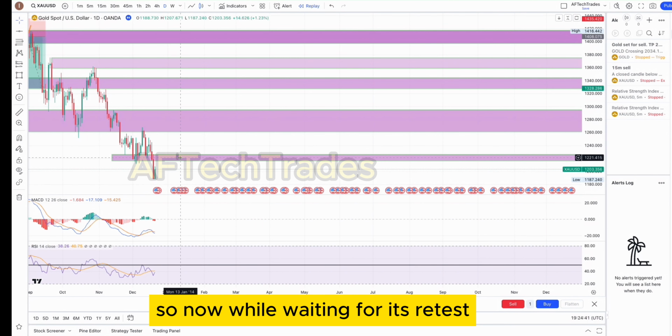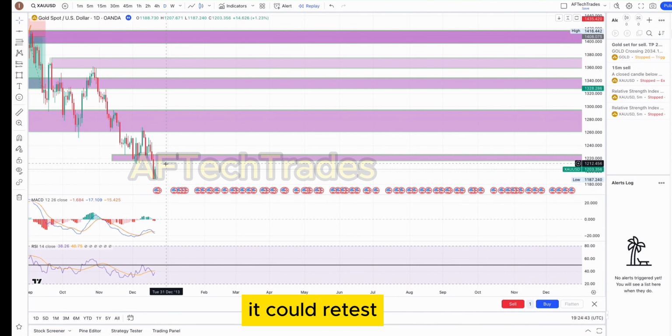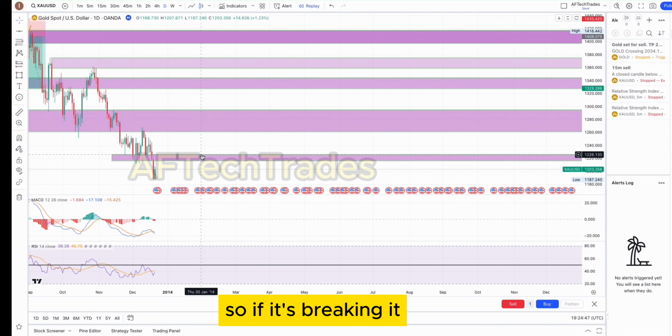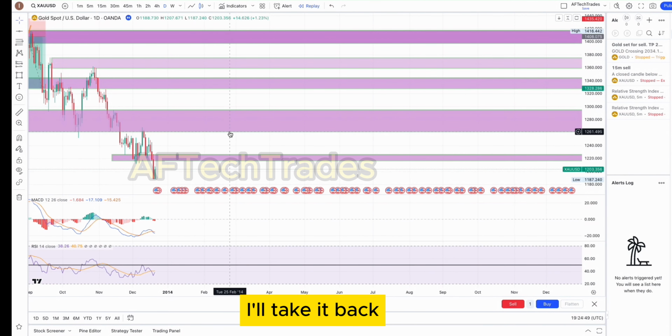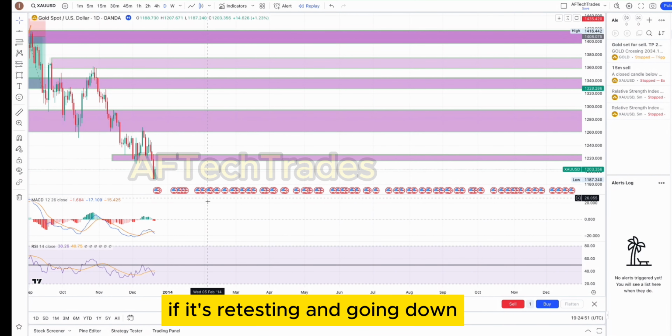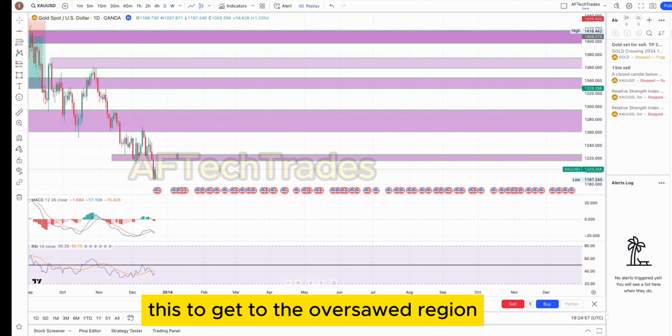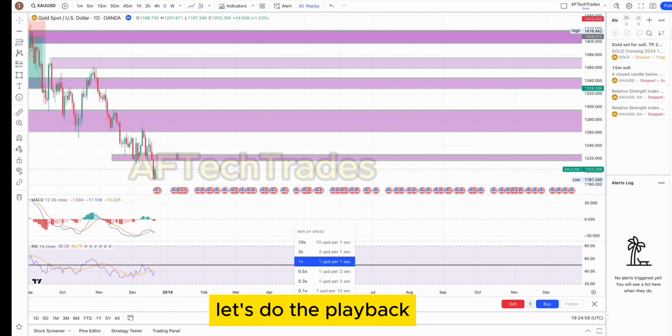So while waiting for its retest, it could retest and go down, and it could retest and break it. If it's breaking it, I'll take a buy. If it's retesting and going down, then I will be very cautious because I need to watch this to get to the oversold region. Let's do the playback. I'll move it to 3 so that it's a bit faster.